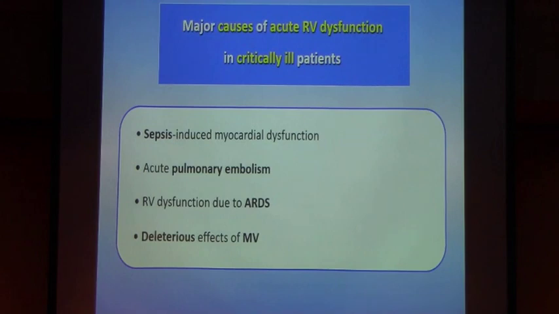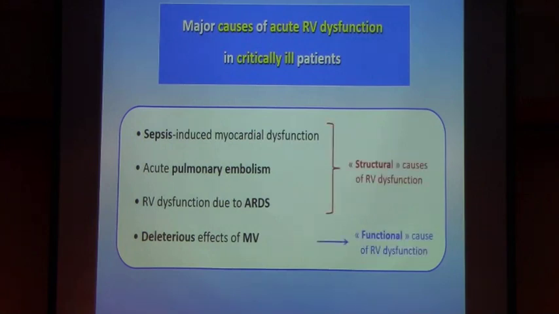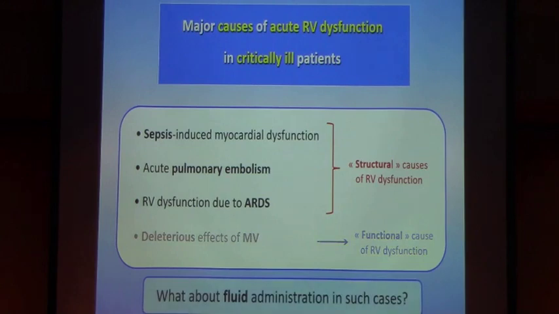But there is another way to classify, and this is my own personal way to classify. I would say that the first three causes are structural causes of RV dysfunction, while the last one, the deleterious effect of mechanical ventilation, is the functional cause of RV dysfunction. And I will explain why I differentiate structural and functional causes of RV dysfunction.